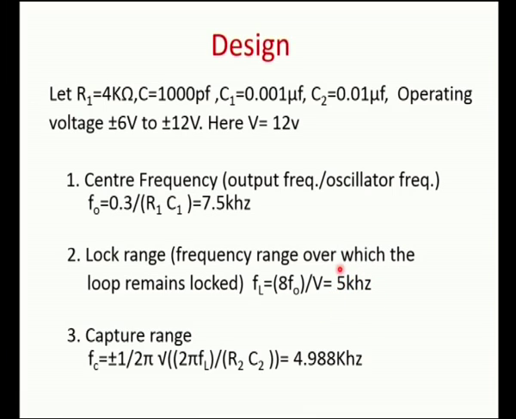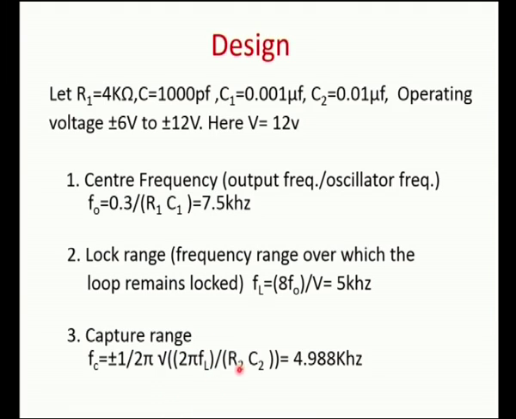In order to capture the changes and get a useful demodulated signal, the del f should be within 5 kilohertz. The del f max and min of the signal provided by the input modulated signal should be within 5 kilohertz, then only the PLL can track.